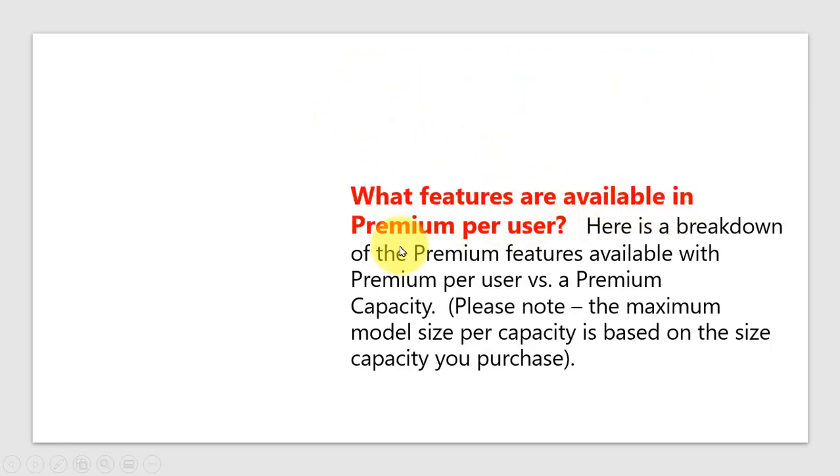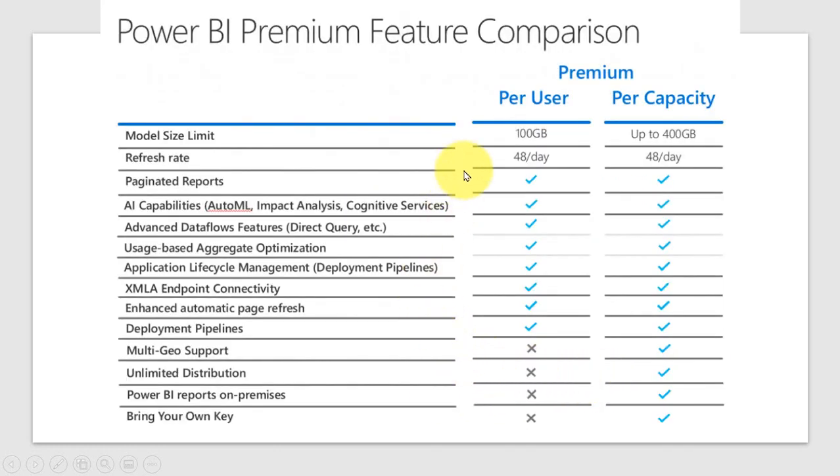What features are available in Premium Per User? Here is a breakdown of Premium features available with Premium Per User versus Premium capacity. Please note the maximum model size per capacity is based on the size of the capacity you purchase. So just a breakup here: this is Premium Per User and Premium per capacity, P1, P2 and P3, and this was a single user license. We'll go one by one. The model size limit is 100 GB here, up to 400 GB there. Refresh rate is 48 times per day here, and it is also 48 times per day there. For the Pro license, we are getting 8 times a day.